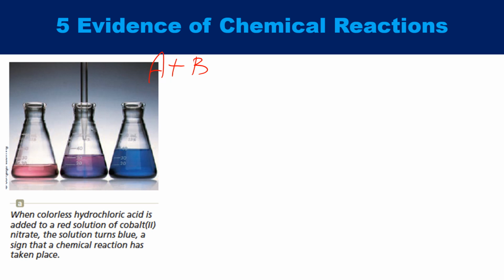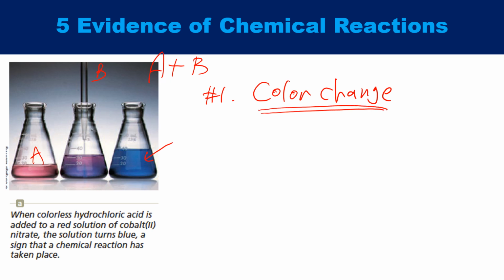What you see in this picture, as an example, you have a pink solution, but let's say this pink solution is solution A. And you have some chemical that is colorless, that is B. While mixing those, you may notice that there is a completely different color coming out as a result of mixing A and B. This color change is our evidence of chemical reaction number 1.